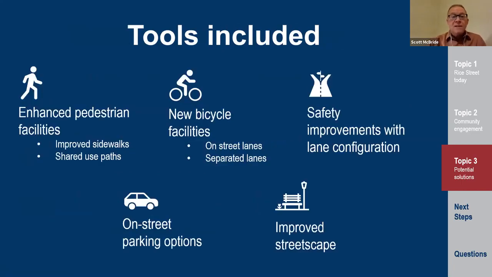We're taking kind of a toolbox approach. Over the last couple of months, we rolled out a number of these various tools, and we asked people's opinion on what they would like to see on Rice for these tools. So we had pedestrian facility tools, things like improved sidewalks and shared use paths, bicycle facilities on street and separated lanes. We asked about safety and lane configuration out there, in other words, the existing four-lane roadway. We asked about parking as well, and we asked about improved streetscape. What types of things would people like to see out there? So that's a lot of the feedback we got, and that feedback really input into the sections you're going to see. Next.